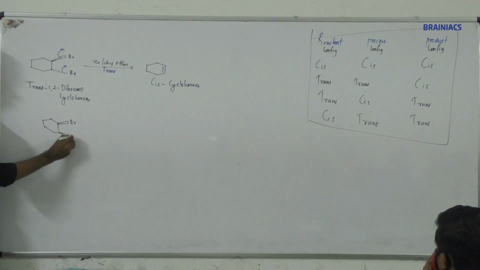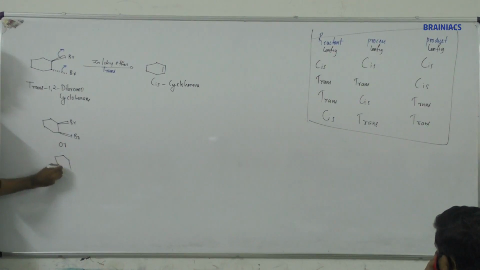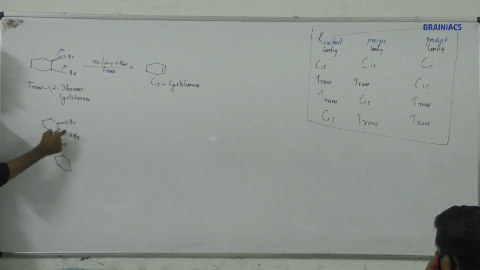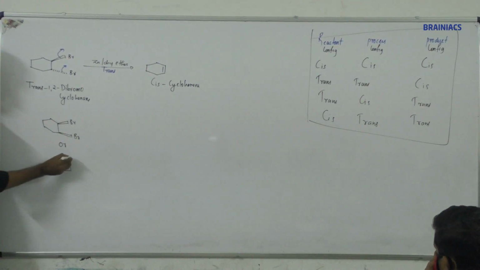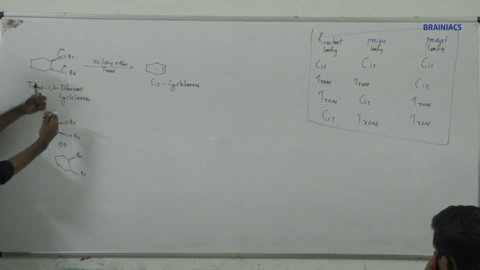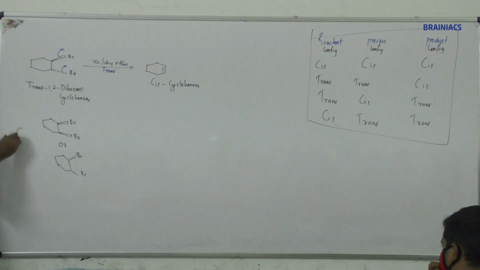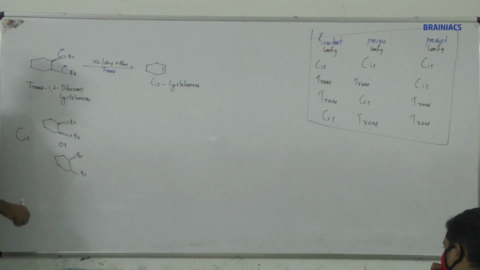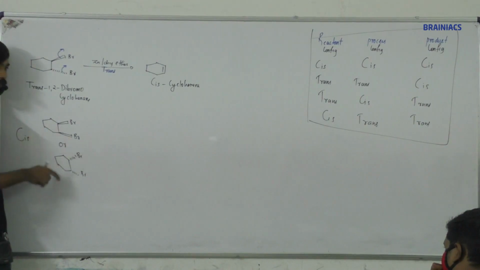Two bromines are in the same plane, shown either by solid wedge or by dash. Both indicate that the two bromines are either in front or in back. So this is cis-1,2-dibromocyclohexane. Both are same.